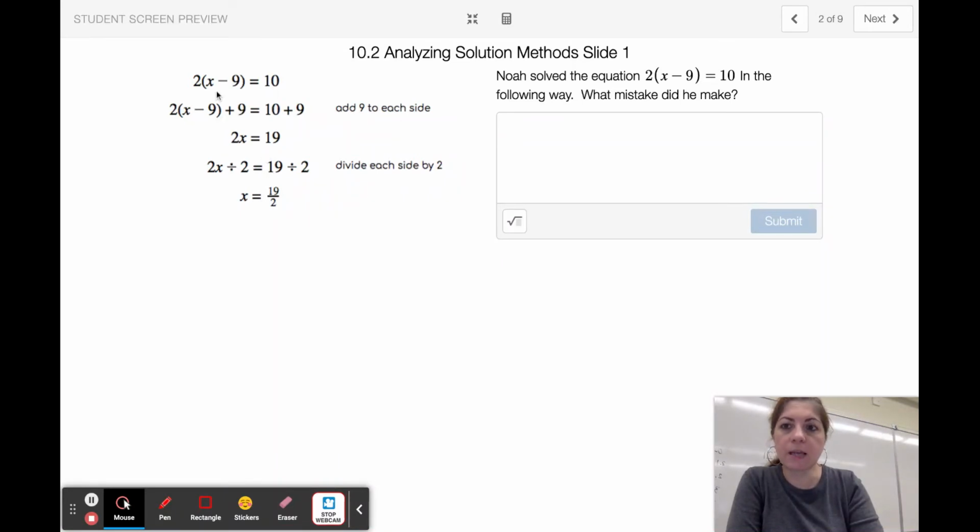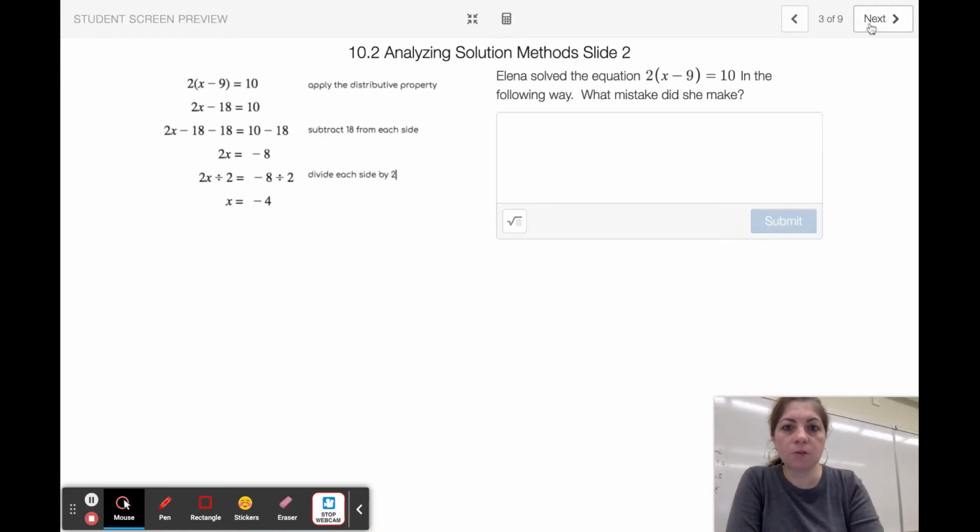So the mistake is happening on the second line, and that's where you want to fix it. And of course, fix the rest of it. Then we go to the next slide.